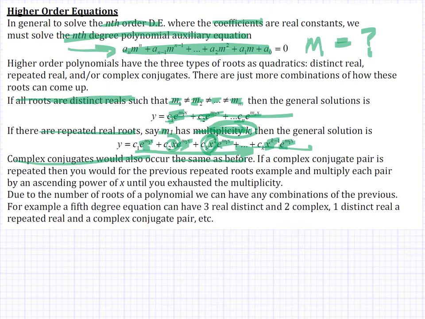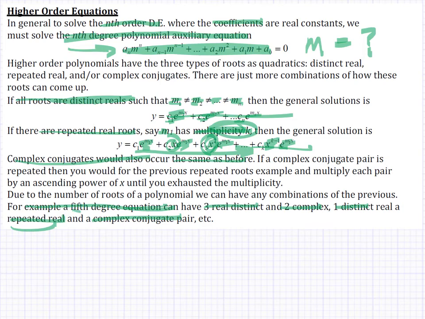So when we look at this scenario, if we had, say, a fifth degree equation, there should be 5 solutions altogether. If there are 5 solutions, we could say we have 3 distinct and 2 complex. We could say we have 1 distinct real, a repeated real, so there's 2 of them there, and then a complex conjugate pair that would add up to 5 altogether. And we could do all sorts of combinations, but they still fall into the 3 groups: distinct reals, repeated reals, or complex conjugates.